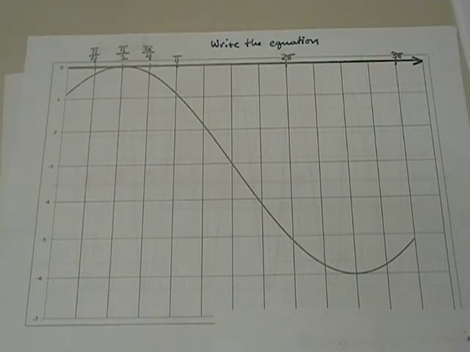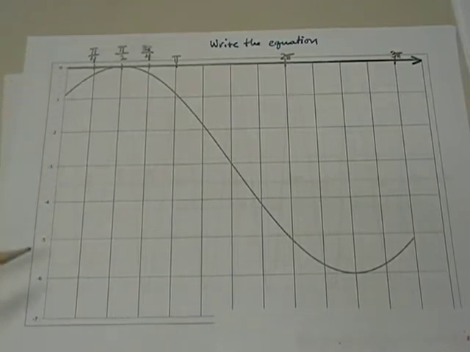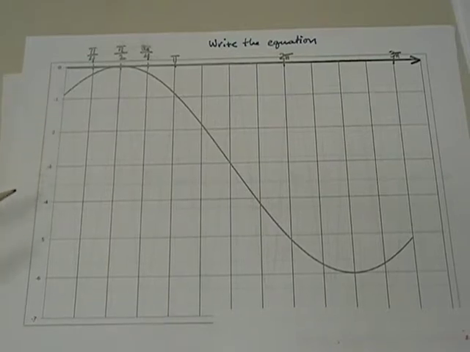So we've been asked to write the equation of this trigonometric function. And the first thing I see is on the y-axis, this is 0 and this is -7. So we go in increments of 1: 0, -1, -2, -3, -4, -5, -6, and -7. We've got to find a few things to write a trigonometric equation.